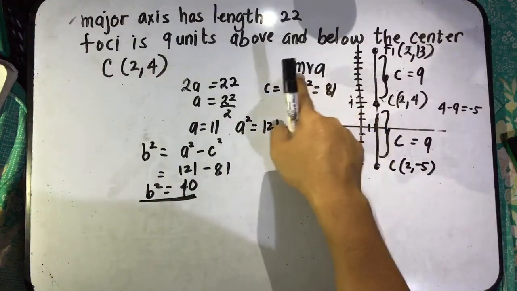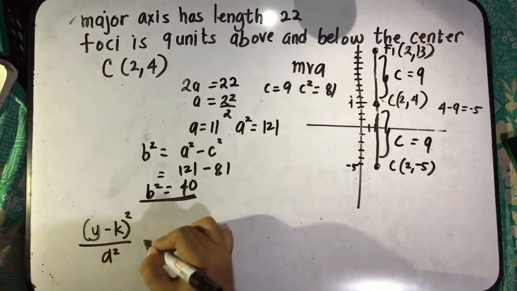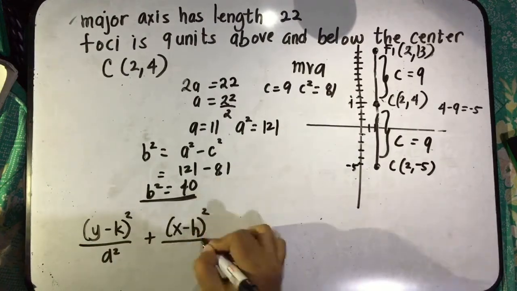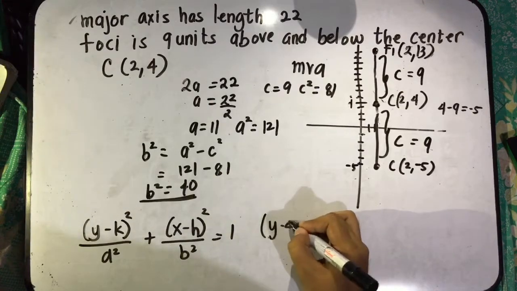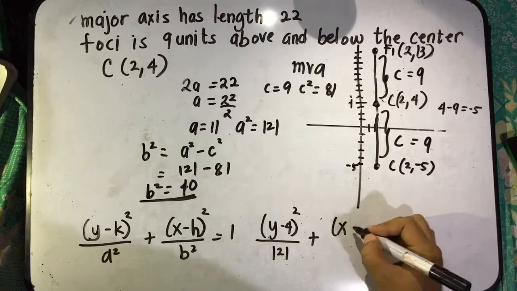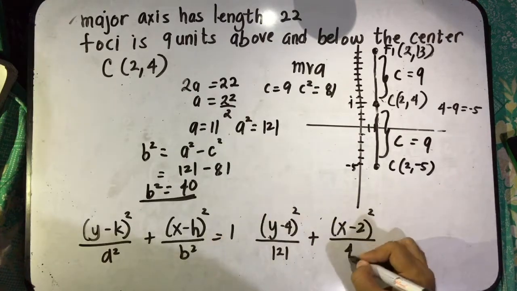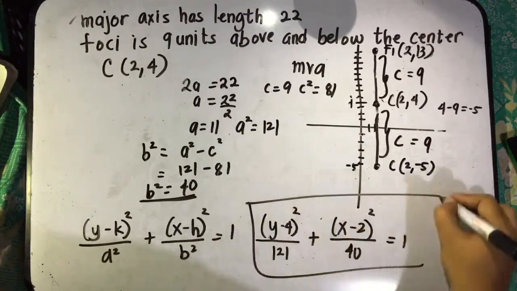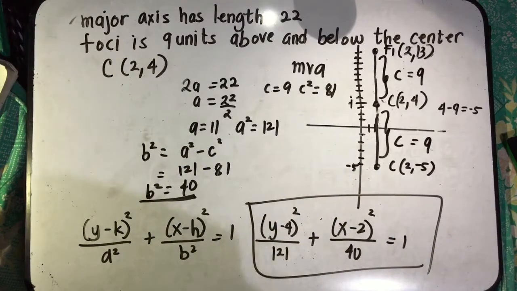Major vertical axis, if it is major vertical, y minus k quantity squared over a squared plus x minus h quantity squared over b squared is equal to 1. Substituting in the equation, we'll be having y minus 4 quantity squared over 121 plus x minus 2 quantity squared over b squared, which is 40, is now equal to 1. So this will be the equation of the ellipse. Questions?